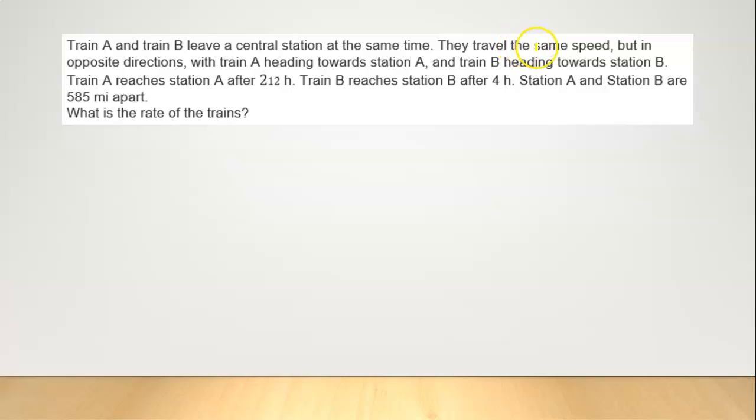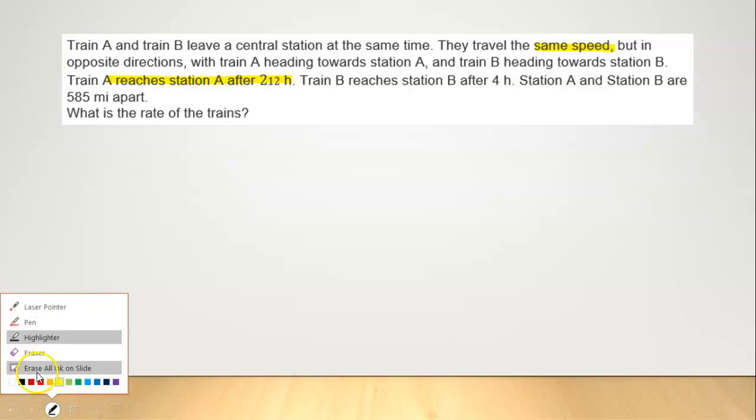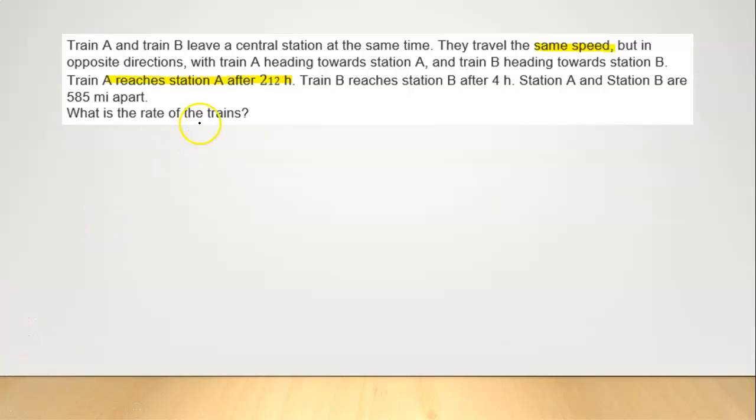We have the trains traveling at the same speed. That's good news. They're going in opposite directions. Train A reaches the station after, now this copied funny from our OMHS, that's actually supposed to be 2.5 hours. And then train B reaches the station after 4 hours. They are a total of 585 miles apart.